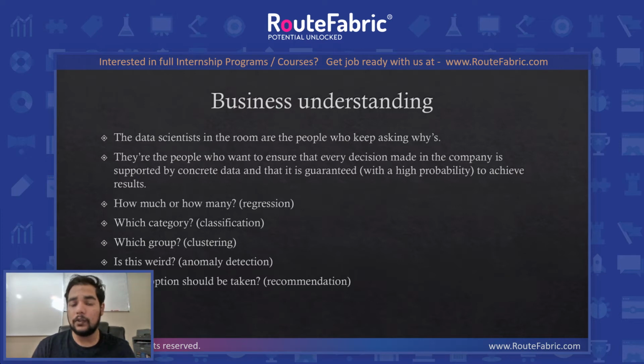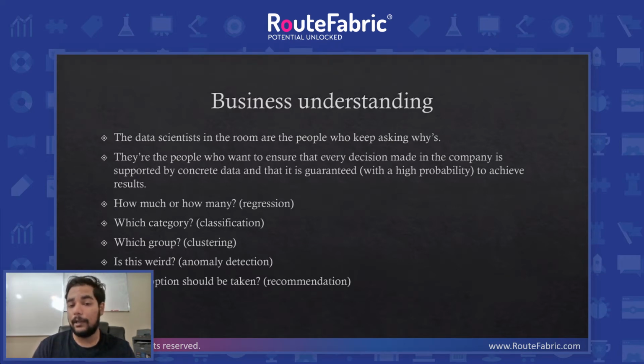When you're getting to understand a business, you're going to ask these 5 general questions to decide which machine learning model you want to use. How much or how many consists of a regression model. Which category usually defines a classification problem. Which group usually refers to a clustering problem. Is it weird usually decides if it's an anomaly detection, like credit card fraud and stuff like that. And which option should be taken is a recommendation problem. Keeping these 5 questions in our mind, we'll be going through this course.